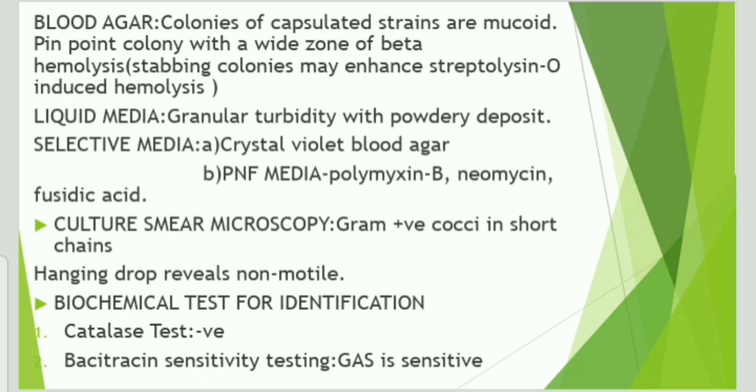Now let's go to the biochemical tests for identification. First one is the catalase test. I hope you guys are remembering one thing. Staphylococcus is catalase positive, and streptococcus is catalase negative. So it is a method by which we can differentiate streptococci and staphylococci. And the second biochemical test for identification is bacitracin sensitivity testing. Group A streptococci is sensitive to bacitracin, whereas Streptococcus agalactiae is resistant to bacitracin.